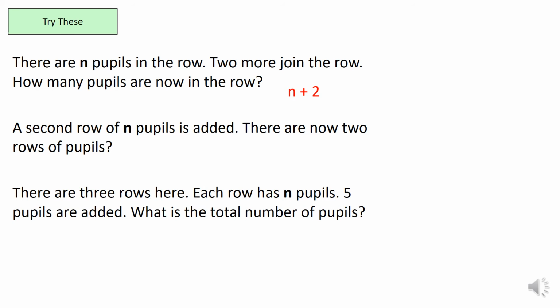Okay, the second one is going to be, there's 2 rows. That would be 2n. And then finally, the last one, there are 3 rows here, so I'm sure you guys would have guessed it. There's definitely a 3n in there. And now we've added 5 pupils, so that has to be 3n plus 5.